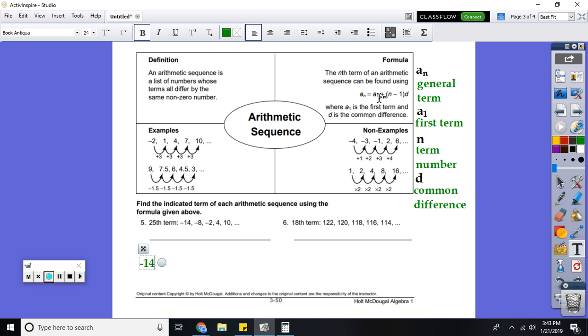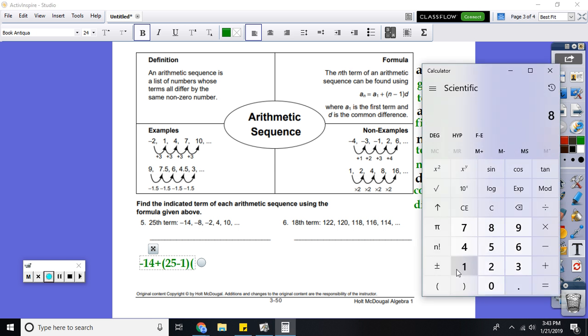plus parentheses n minus 1. n is the term number. So if it's the 25th term I'm looking for, then the term number is 25. Minus 1. That's a formula that doesn't change. It's always minus 1. And then d stands for the common difference. So I would take the common difference and multiply it out here. We'll have to figure out the common difference. Well, remember in the previous slide, we were reminded that the common difference can be found by taking the second term and subtracting the first. So the second term is a negative 8, subtracting the first term, which would be a negative 14, and that tells me the common difference is 6.